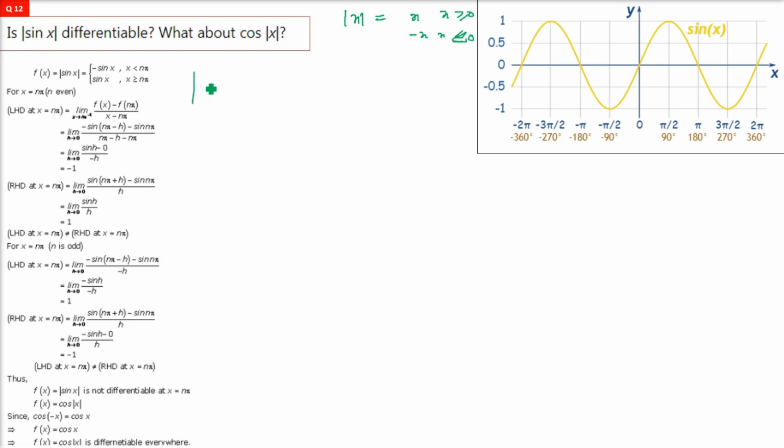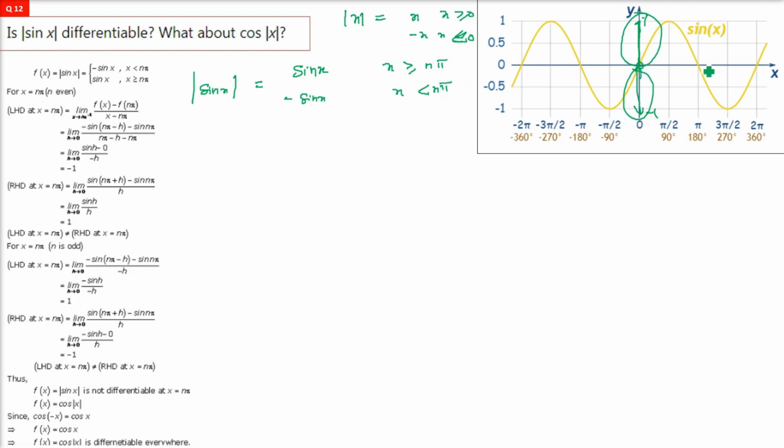Same way, sin x, if you remove the mod of sin x, when will it be negative x or positive x? When x is greater than or equal to n pi, it will be sin x, positive. That is, when you are going up, it will be sin x, right? But when you are going down, from 0 to negative 1, you have to put a negative sign in front of sin x, so that you don't go to the negative y-axis. You always have to be on the positive y-axis for the modulus. That is why it will be minus sin x for x less than n pi.